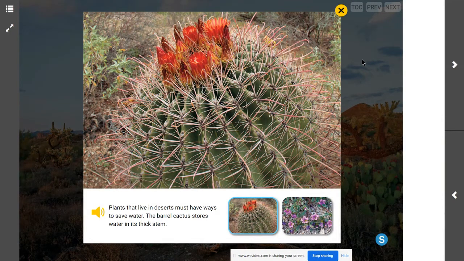Plants that live in the deserts must have ways to save water. The barrel cactus stores water in its thick stem. So what happens there is the water is sucked up from the ground and it's stored like a barrel or like a water bottle.